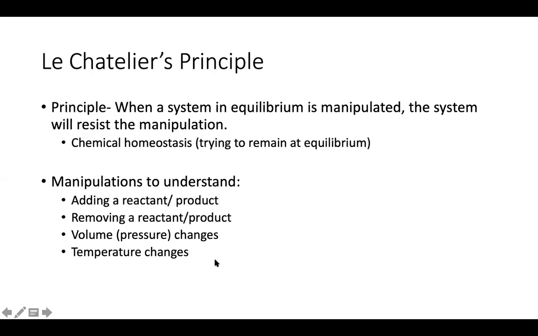Listed here are the manipulations that you should understand. I would also add catalyst to this. You should definitely know what happens when a catalyst is added, and you should know what happens when you add or remove a reactant or product. You should know what happens if your volume or pressure changes, and just realize that these are inversely proportional. Typically a volume change will occur, which will cause a pressure change, and based on the pressure change, you shift to one side or another. And you should know temperature: what happens if it's an endothermic reaction, an exothermic reaction, and so on.